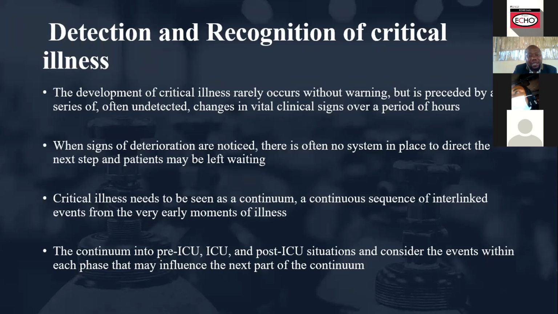At the end, when you transfer the patient, is almost at the end of life. So critical illness needs to be seen as a continuum of care. What this means is a continuous sequence of interlinked events from the very early moment of the illness, from home. So we have to educate our communities on when to seek consultation early, and then when they arrive to our settings, to think about this critical illness early, and think ahead about what the management plan of such critical cases will be.